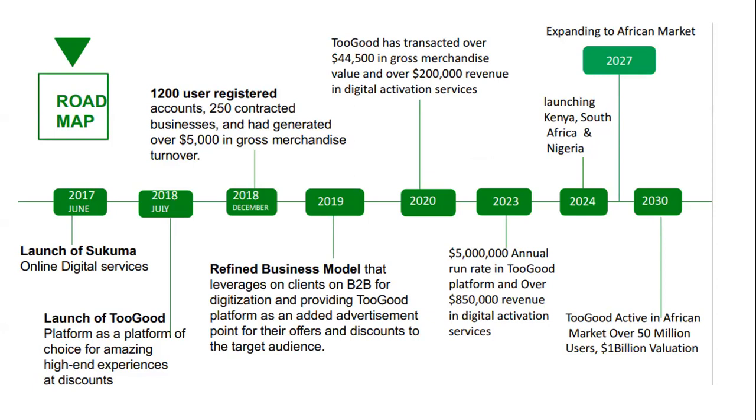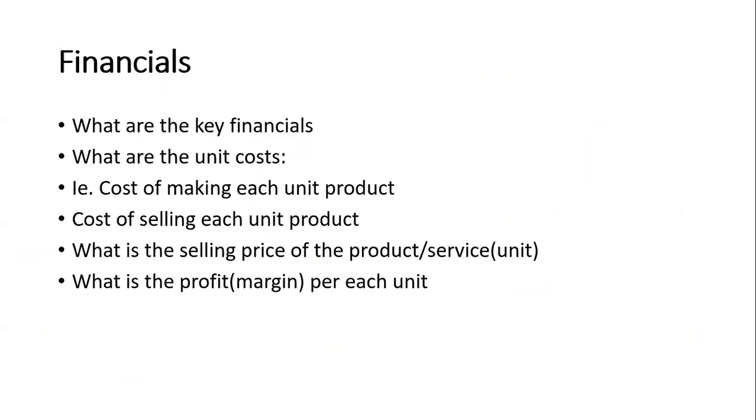That is their roadmap. See, investors look at your past, but they invest in the future. Where are you trying to go? Okay, and this roadmap gives them a blueprint of where you're trying to go. So roadmaps are very important to show where you're trying to go.